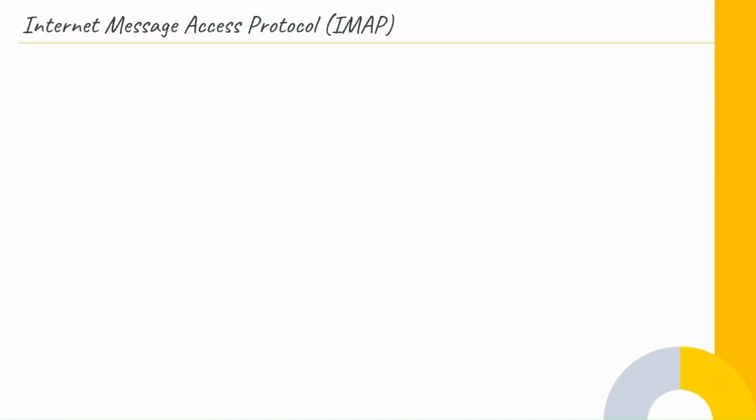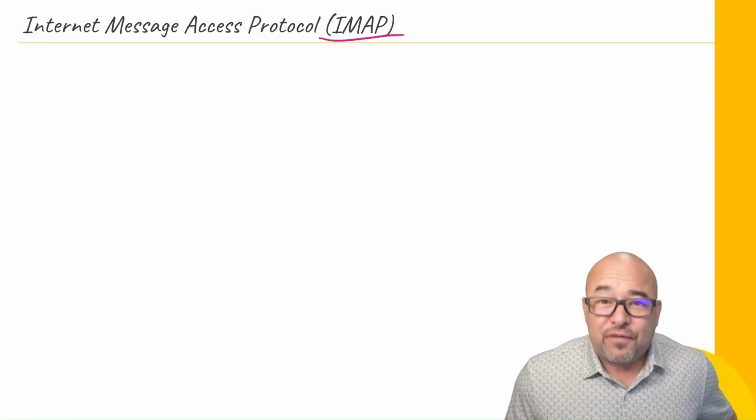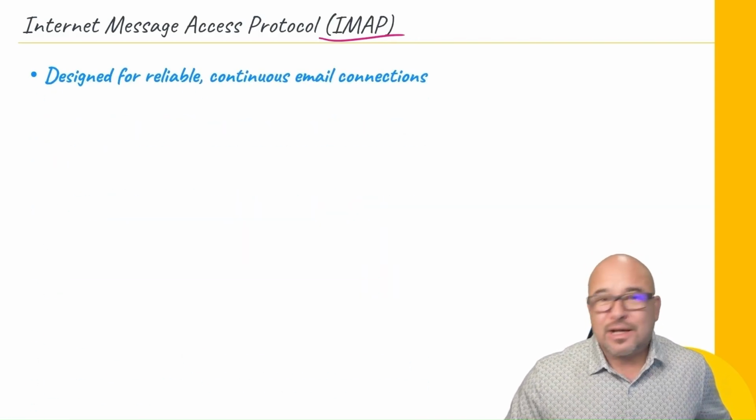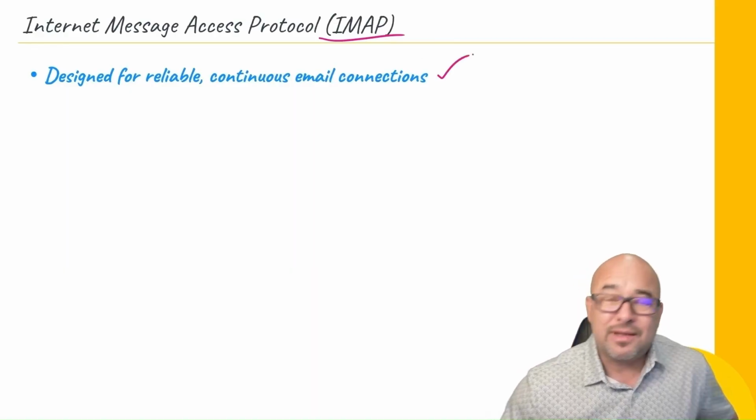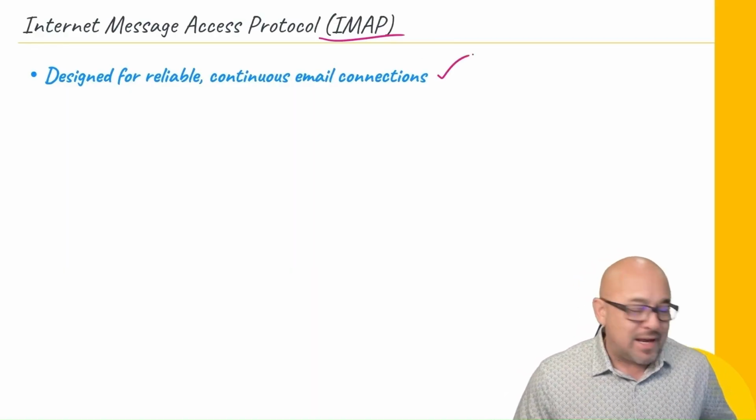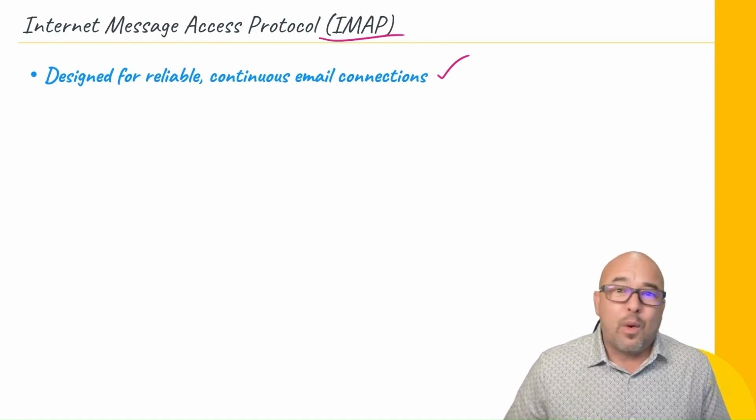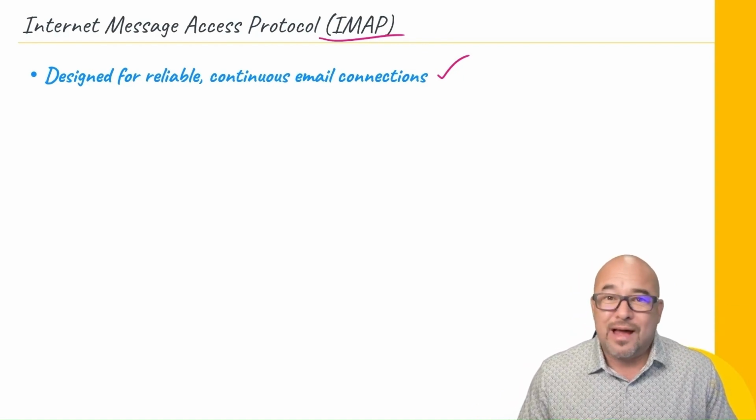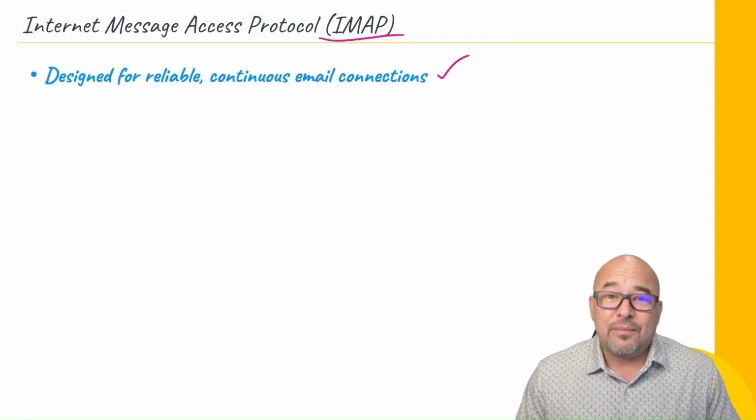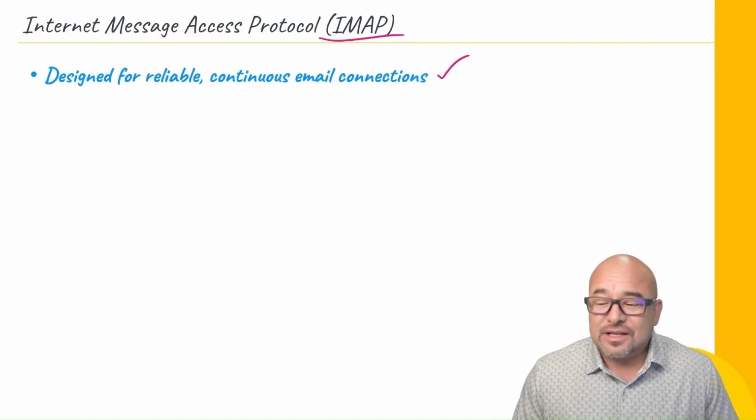And IMAP is the Internet Message Access Protocol, or IMAP. This is generally going to be the preference if you have a reliable, continuous email connection, and that would be probably most of us these days. Our phones are always connected to the internet. At home, we've always got the Wi-Fi going, and it's always connected to our laptops, our tablets, our desktops, everything. Same is true in a corporate environment, because we're normally continuously connected to the internet.